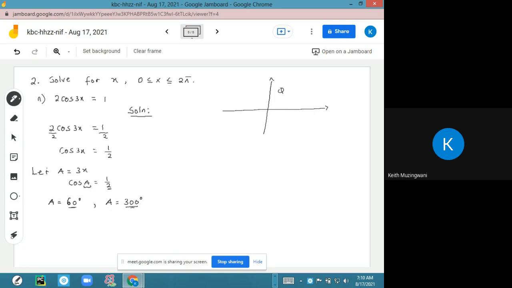Remember, we said here they will be equal, but in this quadrant, you will need 180 minus x. In this quadrant, it will be x minus 180. In this quadrant, it will be 360 minus x. And cos is positive in the first and fourth quadrant. So these are values of A, meaning that since we're looking for x, we'll have the first one as 3x is equal to 60, divide by 3, x is equal to 20. Second, 3x is equal to 300, divide by 3, x is equal to 100.